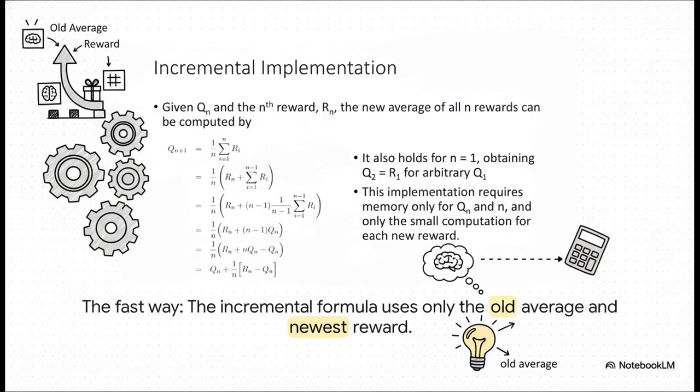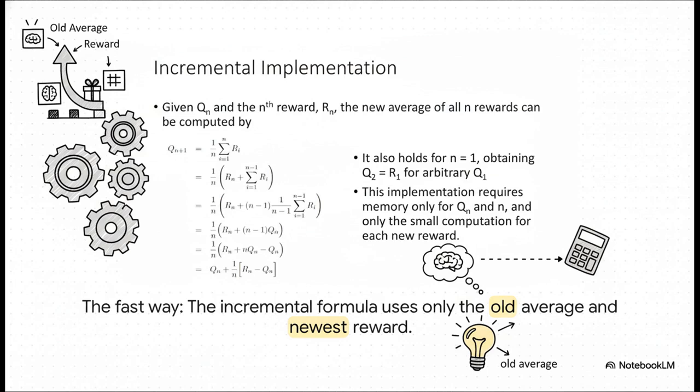It's this incremental update rule, and it's honestly a beautiful piece of math. The goal is to get our new average using only the old average and the brand new reward we just got. After a little bit of algebraic magic, which you can see on the slide, we end up with this fantastic formula at the bottom. And this is what it says in plain English. Our new estimate is equal to our old estimate plus a little step in the direction of our new information.